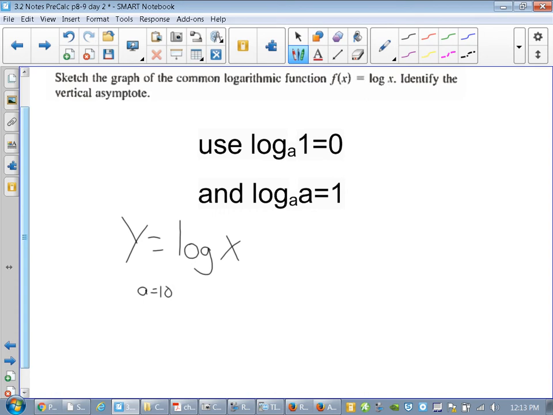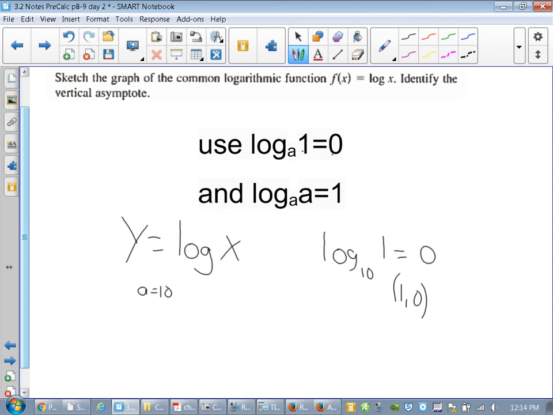So what we're going to do is look at values. Log base 10 of 1 equals 0. What I'm doing here is picking a value of x to generate a value of y, which means log base 10 of 1 is going to equal 0. So I know that this first ordered pair would be, well, this is my x, this is my y, so it's going to be at 1 and 0. Okay?